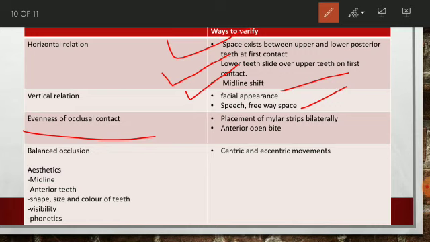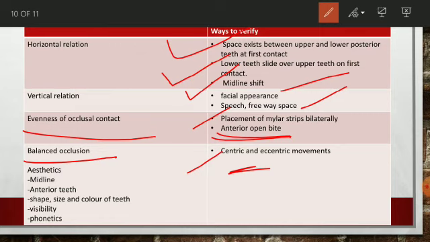Then next, evenness of occlusal contact. Whenever the patient bites or closes the mouth, there should be even occlusal contact in all the teeth, posterior as well as anterior. We can check this with the help of mylar strip placement, and there should be no anterior open bite. If there is an anterior open bite, this shows that there is excessive contact of the posterior teeth, which is leading to the open bite in the patient. Next is balanced occlusion. After checking the centric movement, we need to ask the patient to do various eccentric movements. In any of the movements, there should be no loss of contact of the teeth.